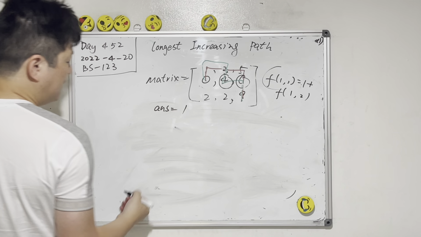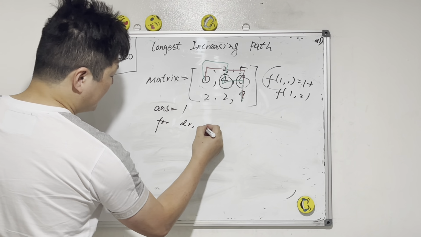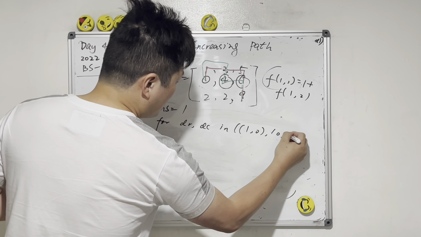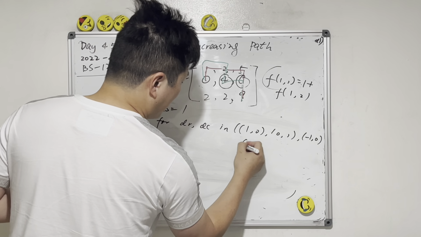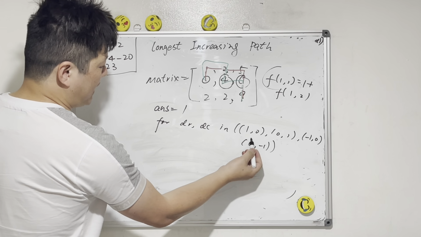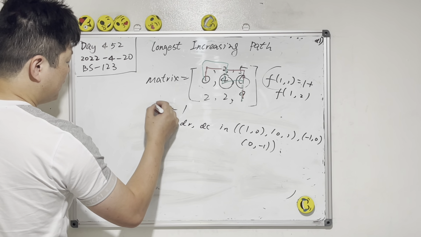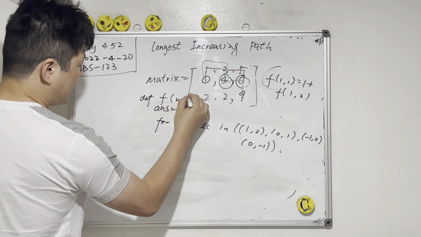Answer equals 1, right? So for the 4 directions, DR, DC: 1, 0; 0, 1; minus 1, 0; 0, minus 1. That's the offset in the 4 directions, right? Then the current, let's define this f function of r, c.